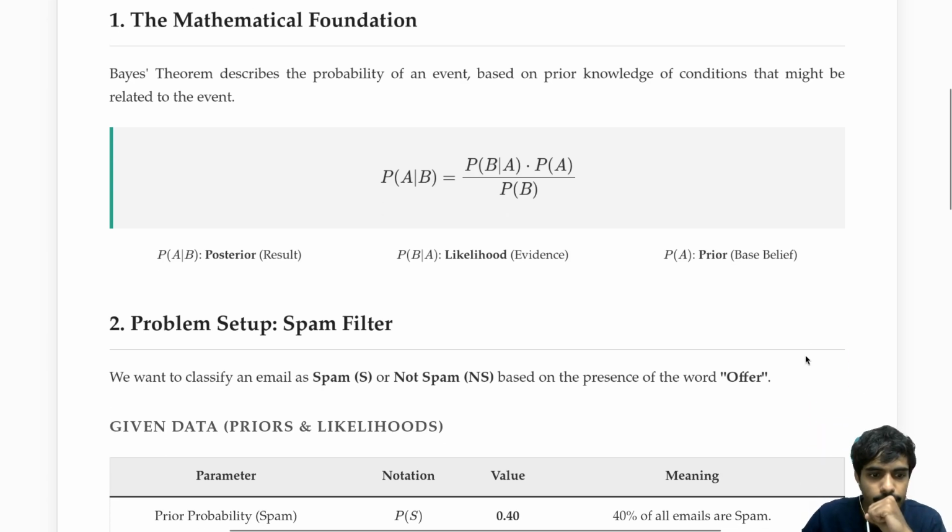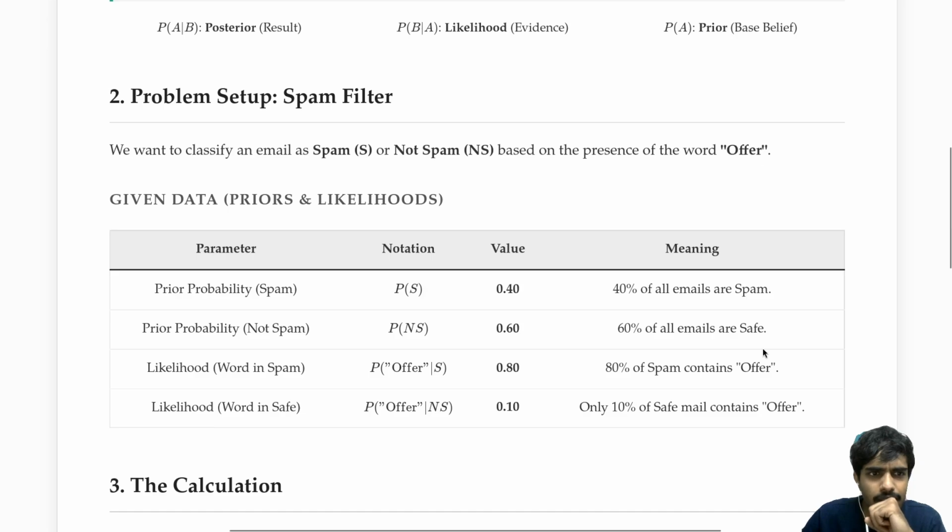So this was the mathematical side of this. The next is the problem setup, right? We are taking an example to solve it. So let's apply this to a spam filter. We want to know if it is spam or not spam.